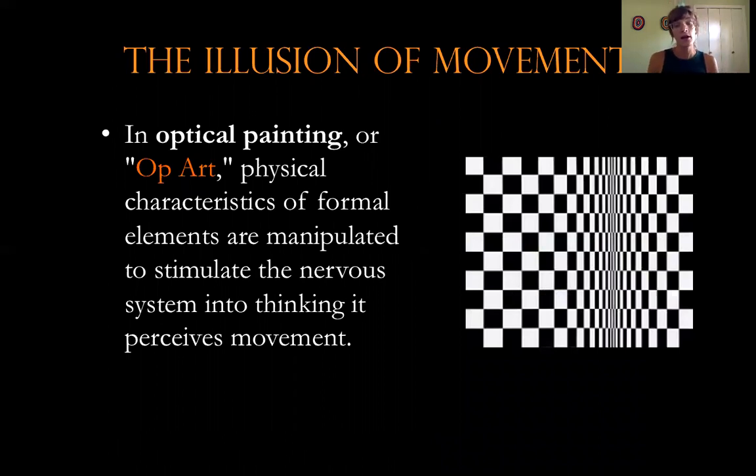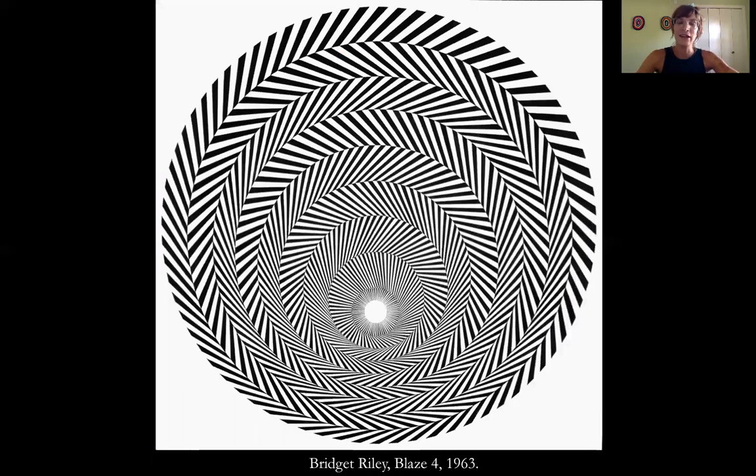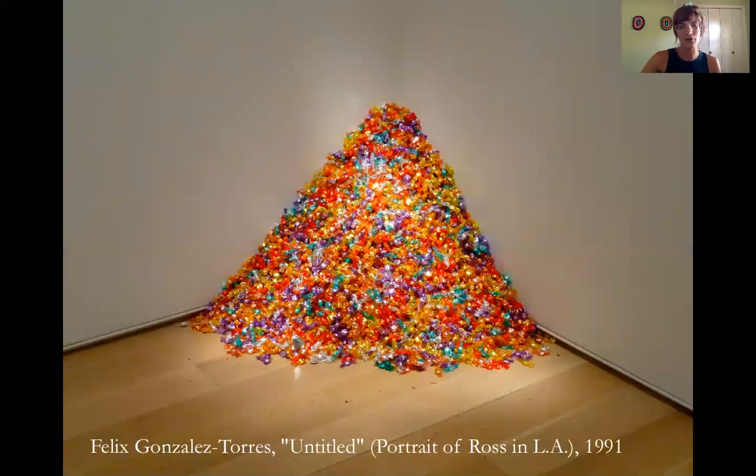So this is a movement called op art, or optical painting, where artists actually use the physical characteristics of formal elements and manipulate them to stimulate our nervous system into thinking it perceives movement. So these are just squares, rectangles that become smaller, right? But it looks like the image is moving. Here's another one, also by Bridget Riley, Blaze 4 from the 60s. And it's not moving, but I bet you don't like to look at it too long because you're starting to feel weird and it seems like things are moving towards the center. Well, no, it's just lines that have been formulated in such a pattern as to make us think that we're seeing something moving. This is called optical art.